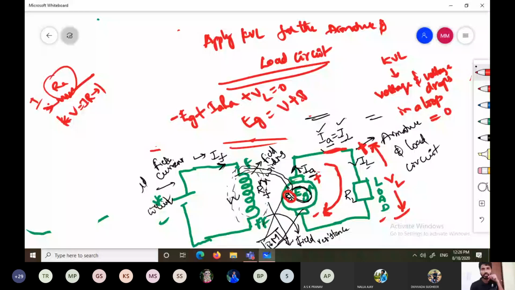In this way, you can easily obtain the EG equation for a separately excited DC generator. Have you got the point? Any doubts up to now? Is it clear?